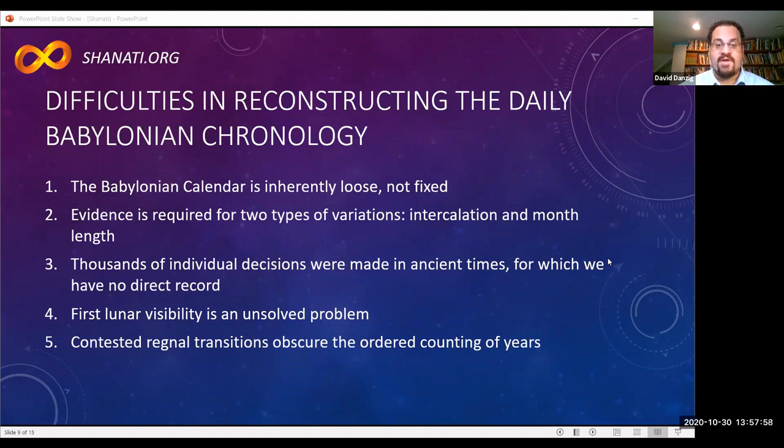An additional fifth issue is reconstructing the sequence of reigns. Since the Babylonians counted years as belonging to each king's reign, when a new monarch arose, the count of years started anew. Therefore, when such regnal transitions were contested, the yearly count may have been contested as well, and also often information about such transitions is scanty and contradictory.